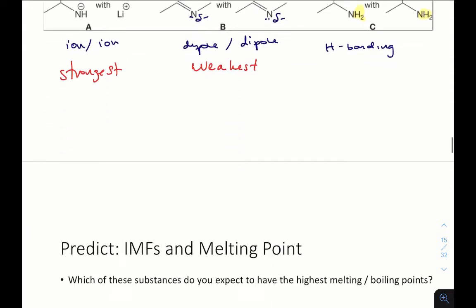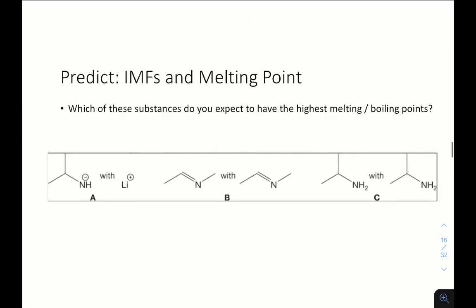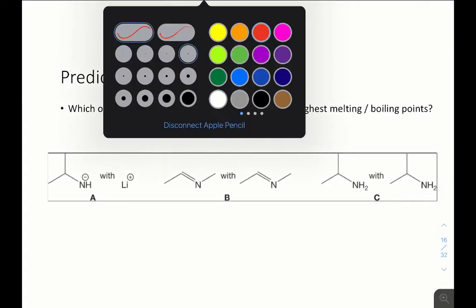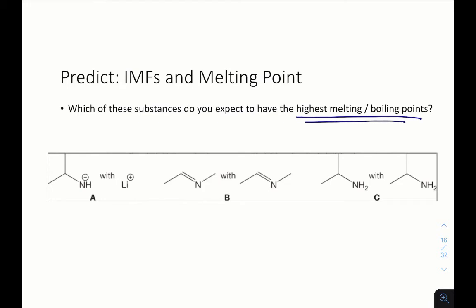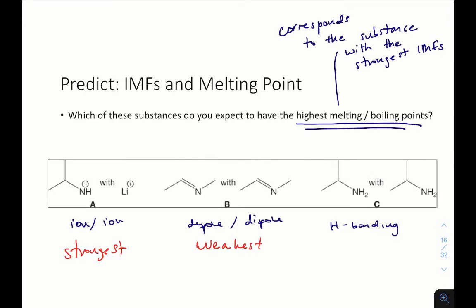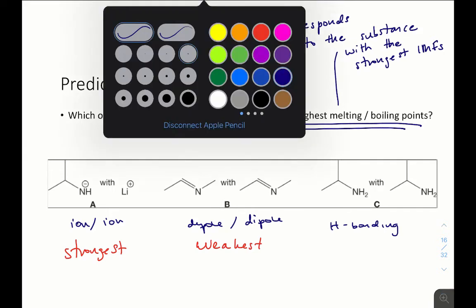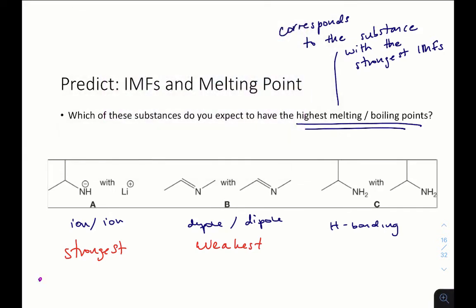Related to this question, which of these substances do you expect to have the highest melting points and boiling points? Yes, those will correspond to the substance with the strongest intermolecular forces of attraction. I've taken our answers from the previous slide and pasted them here. Since substance A has ion-ion forces, which are the strongest intermolecular force of attraction, we do expect substance A to have the highest melting points and boiling points. Substance B, we expect to have the lowest melting points and boiling points.